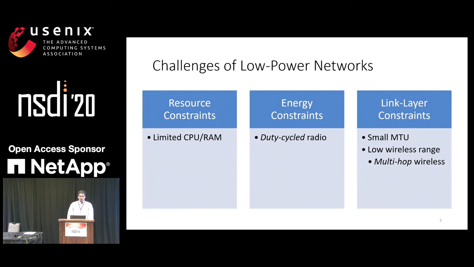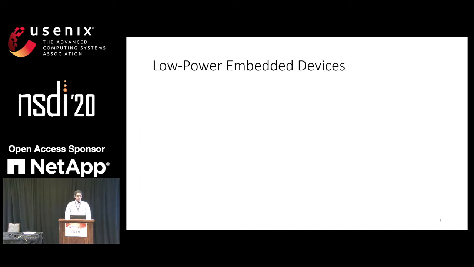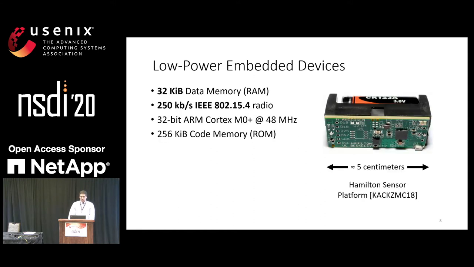So to make this concrete, in our research, we used devices based on the Hamilton sensor platform. And the key takeaway here is that a device like this is a little more powerful than the early devices in the early days of LoWPAN research, but still significantly less powerful than, say, a Raspberry Pi.